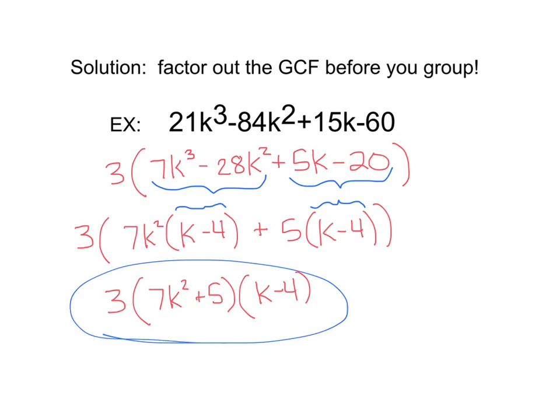So in the end, what you really have to remember is that if it has a GCF, you want to pull that out, just like we did here, before you factor by grouping. So always remember, factor out that GCF before you factor by grouping.